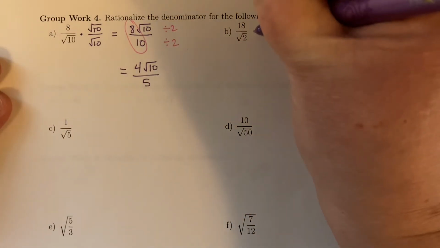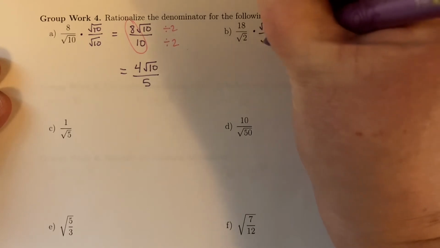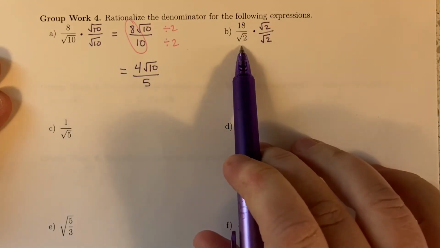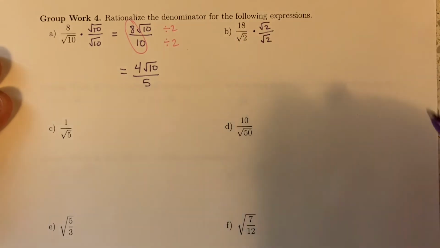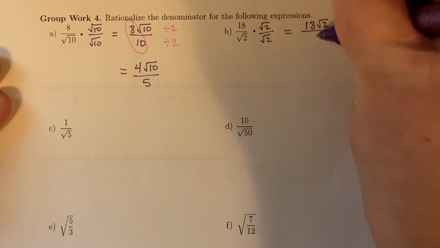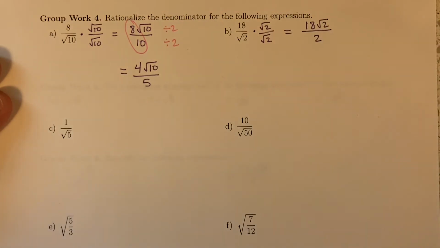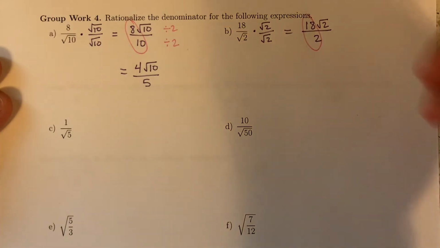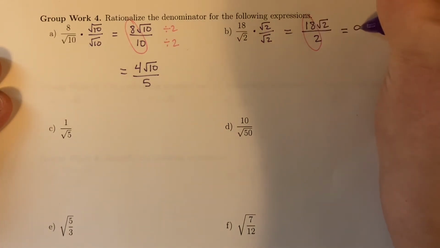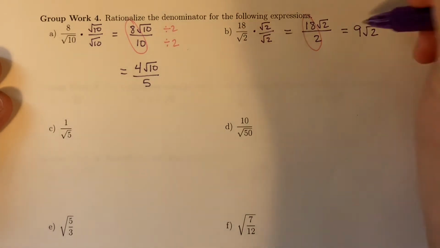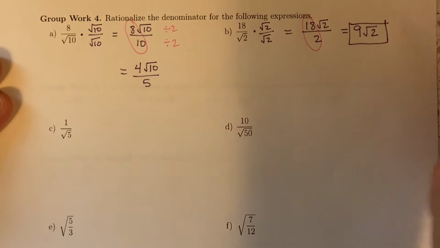Awesome. Next one. Multiply top and bottom by the square root in the denominator. There's no perfect square that goes into 2. So what I get is 18 square root of 2 in the top and just 2 in the bottom. Just like the last one, we got to reduce the coefficients. 18 divided by 2 is 9. And the square root of 2 just hangs around. Nice.